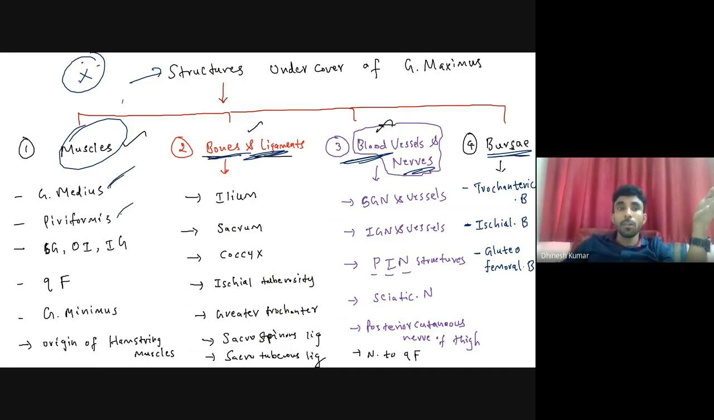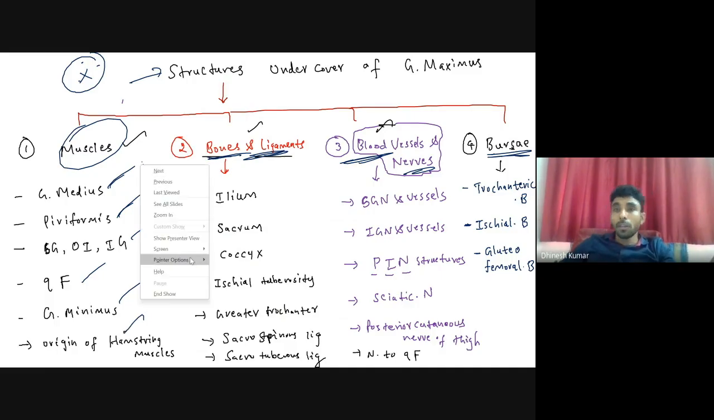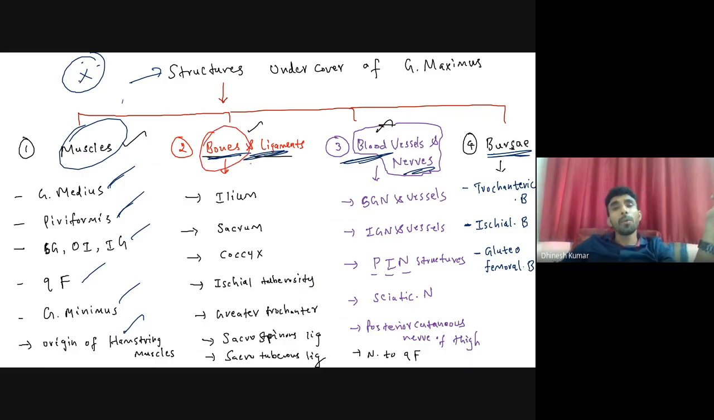Okay, gluteus medius, piriformis, superior gemellus, obturator internus, inferior gemellus, quadratus femoris, gluteus minimus, and the origin of hamstring muscles will also be under cover of gluteus maximus. Origin of hamstring muscles, because they arise from the ischial tuberosity. What about the bones under cover of gluteus maximus?